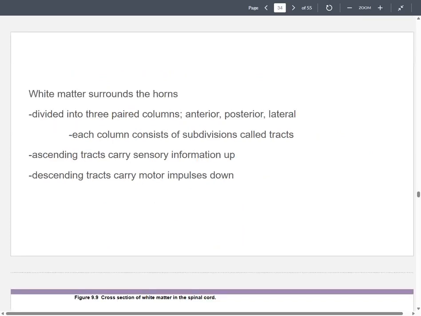Now, surrounding these horns, we do have white matter. Remember, white matter is axons with the myelin sheath, and they're divided into columns. They're paired columns: anterior, posterior, and lateral columns. Within these columns, we have further subdivided them into tracts. Ascending tracts are always going to carry sensory information up towards the brain. Descending tracts are always going to carry motor impulses down from the brain.